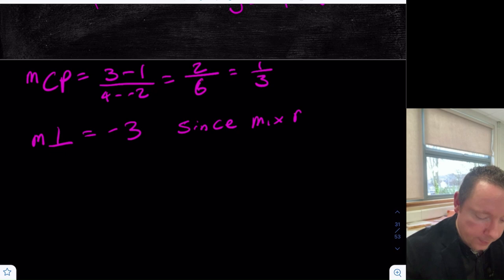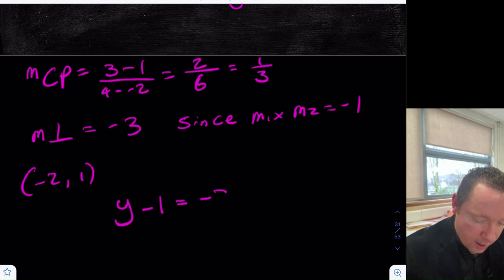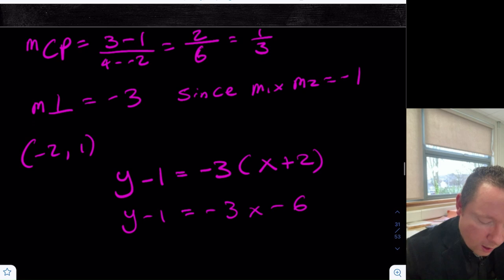And the point we've got is minus 2, 1. So y minus b equals m(x minus a), so plus 2. So y minus 1 equals minus 3x minus 6. So y equals minus 3x minus 5. And that's the equation of our tangent.